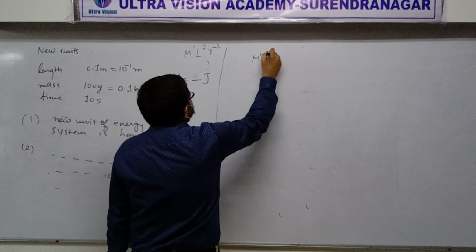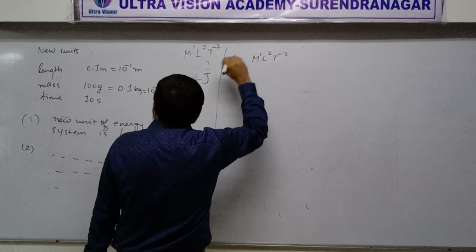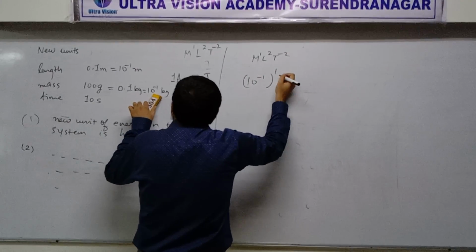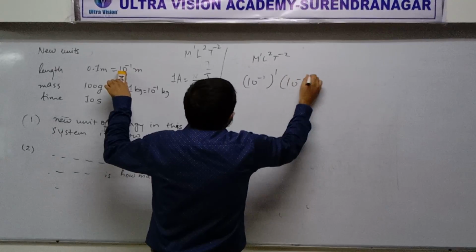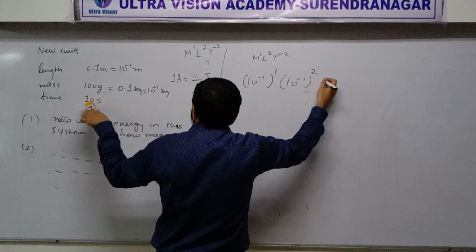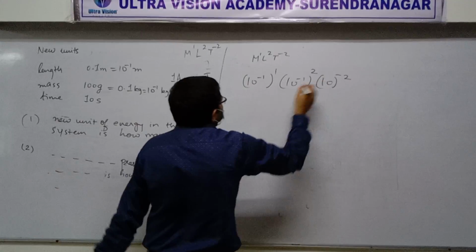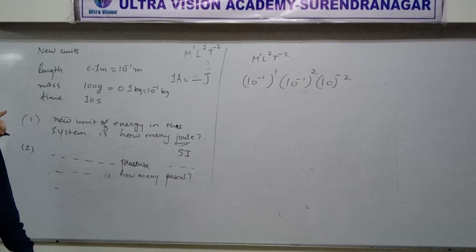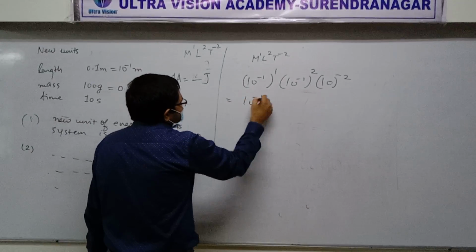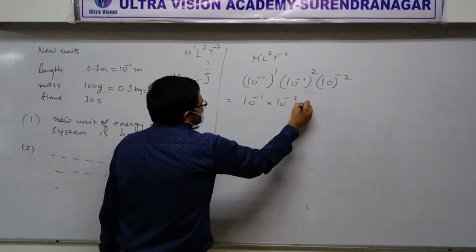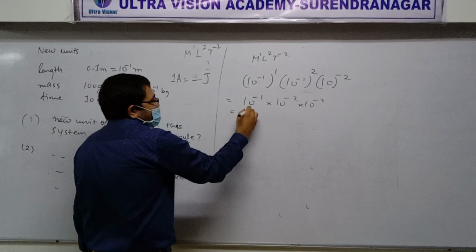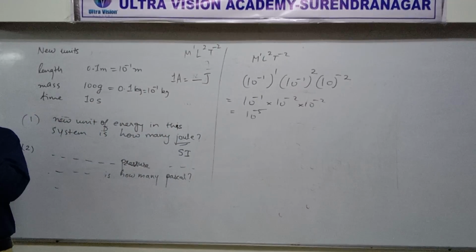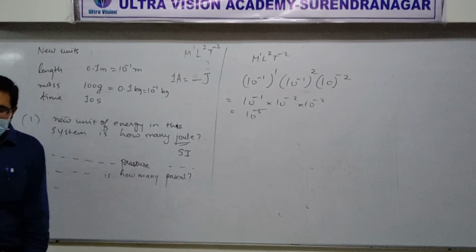Again, M raised to 1, L raised to 2, T raised to minus 2. So mass conversion raised to 1; mass conversion is 10 raised to minus 1. Length conversion is again 10 raised to minus 1, raised to 2. And then time conversion 10 raised to minus 2. Is the step clear? Then let's be careful not to make a calculation mistake. 10 raised to minus 1 into 10 raised to minus 2 into 10 raised to minus 2. So finally 10 raised to minus 5. Got it? So that's how you do it.